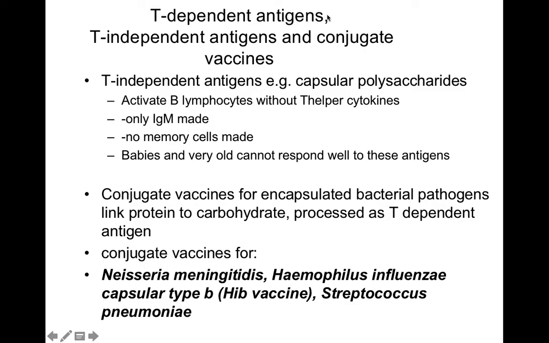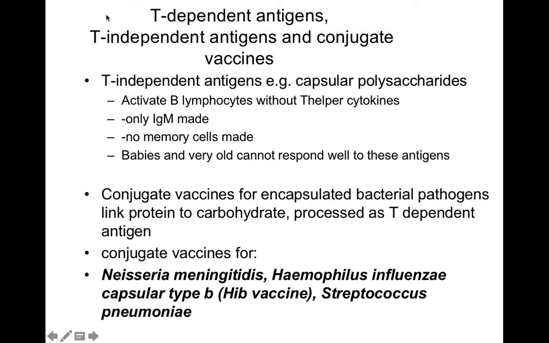So T-dependent antigens are usually proteins. Proteins are the best antigens, right? Because the protein antigens are T-dependent. They're going to recruit the T helpers, and the T helpers are going to supply all those important cytokines for IgM to IgG class switching, for making memory cells, and they're also the ones that might trigger us, the really young, the really old, to mount a protective immune response.